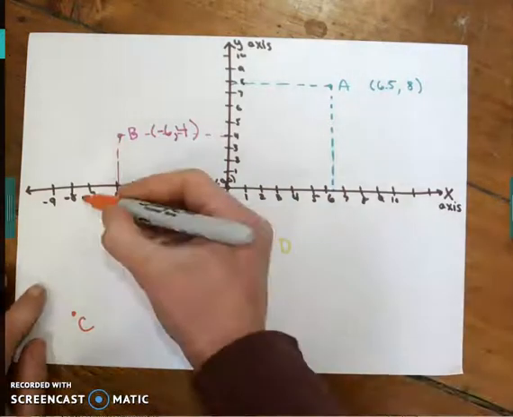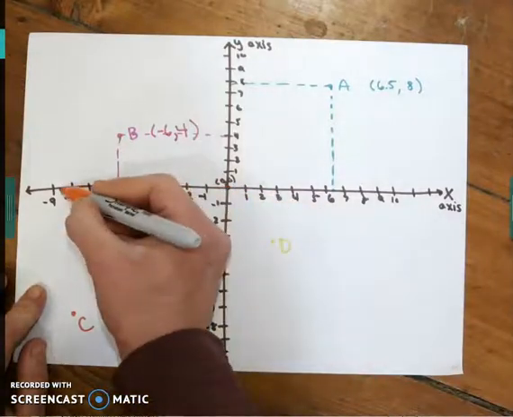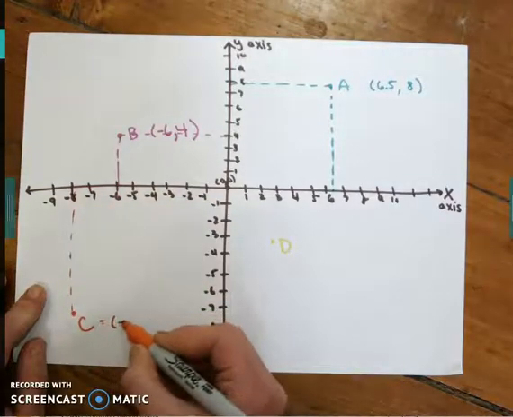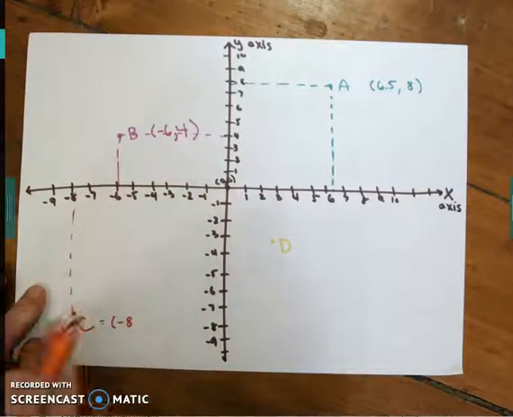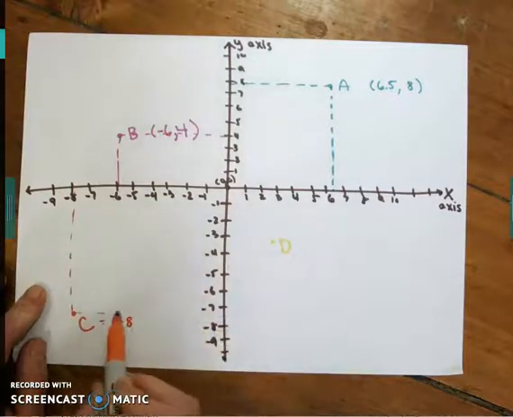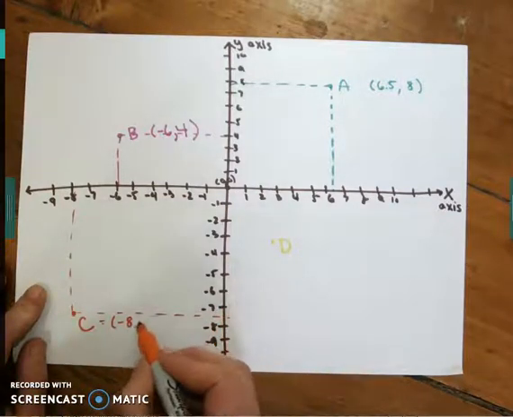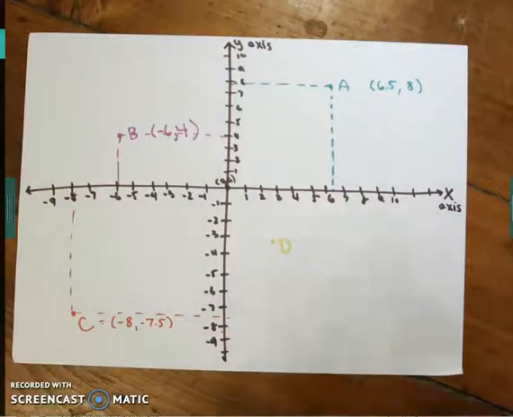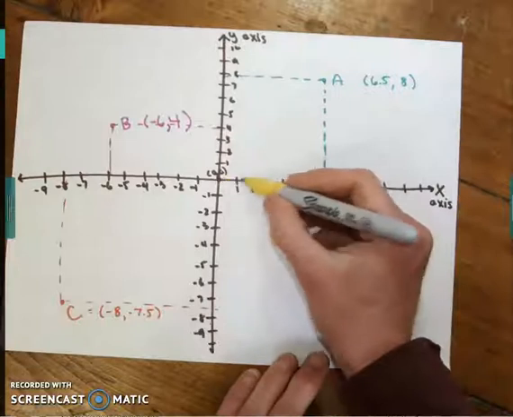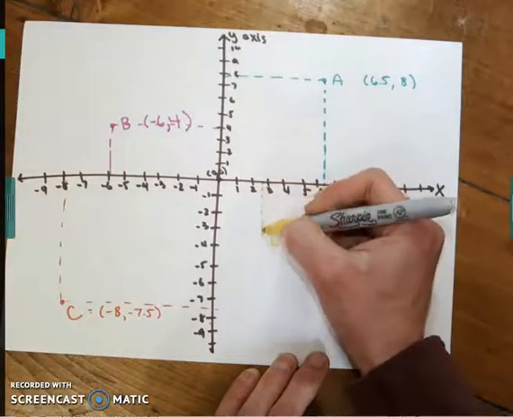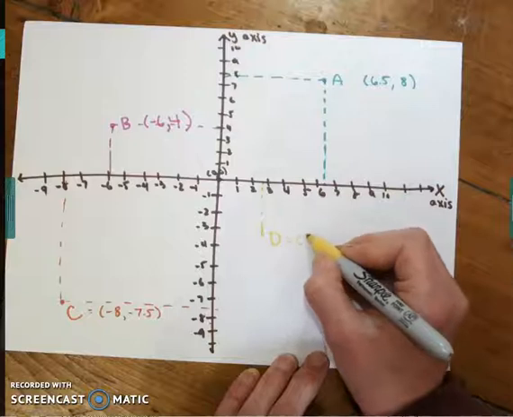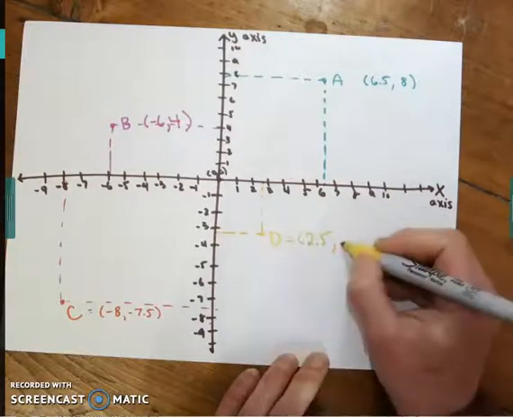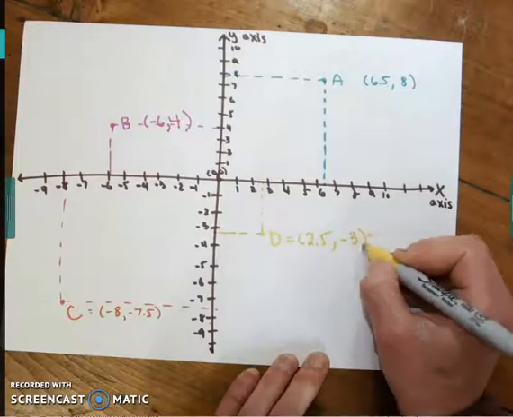C, first I look along the x. So C has -8 along the x-axis, and then how far down do we go? -7.5, because it's between -7 and -8. And then finally D, we first walk along x. So D is maybe 2.5, comma. Then walk along y. Let's say that's just -3. We'll round.